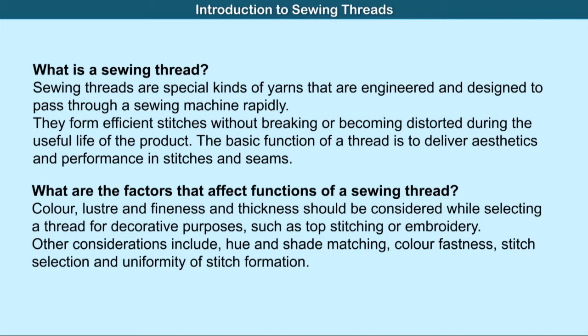What are the factors that affect the functions of a sewing thread? Factors affecting aesthetics: color, lustre, and fineness or thickness should be considered while selecting a thread for decorative purposes such as top stitching or embroidery. Other considerations include hue and shade matching, color fastness, stitch selection, and uniformity of stitch performance.